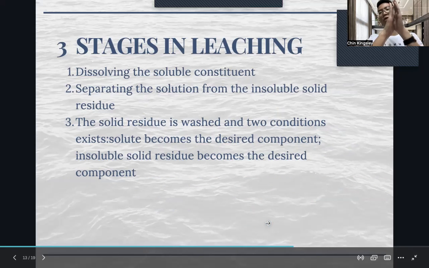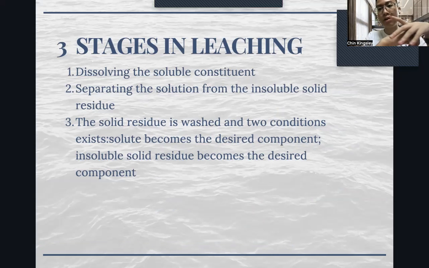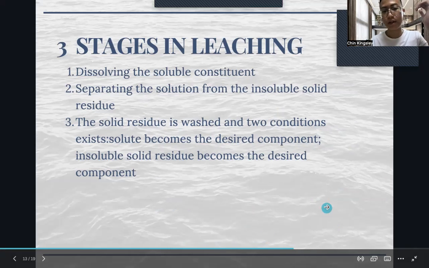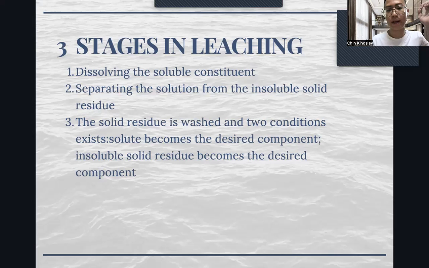So then there are three stages in leaching. The first one is dissolving the soluble constituent. The second one is separating the solution from the insoluble solid residue. And the third one, the solid residue is washed, and two conditions exist. The solute becomes the desired component, or the insoluble solid residue becomes the desired component. So these are the two conditions that exist when the solid residue is washed.